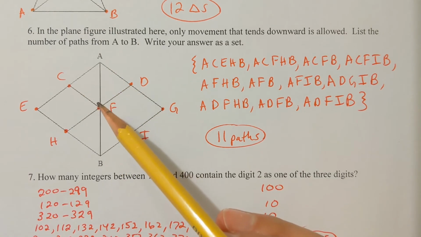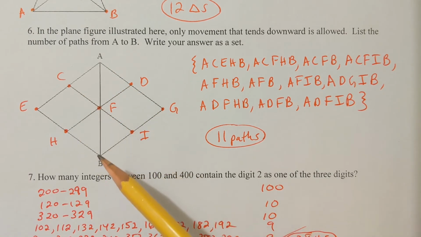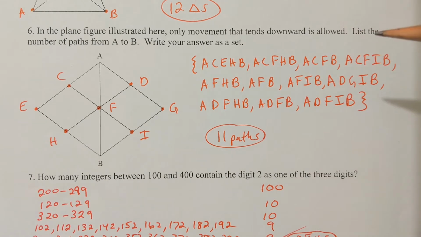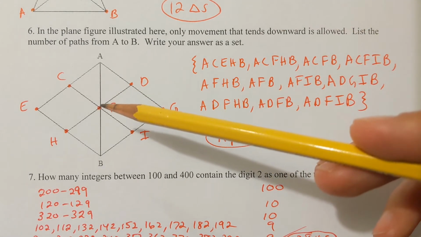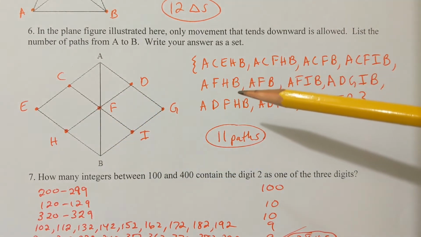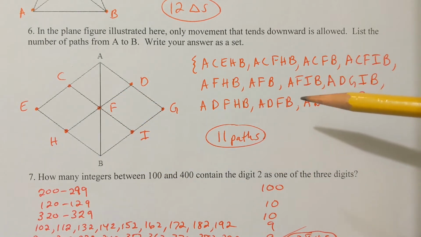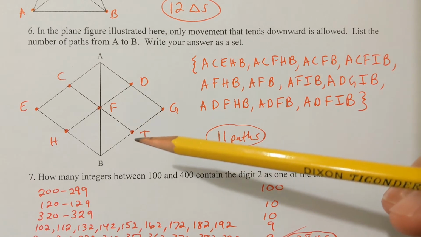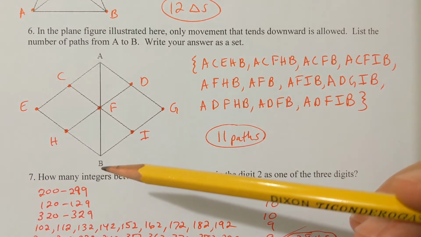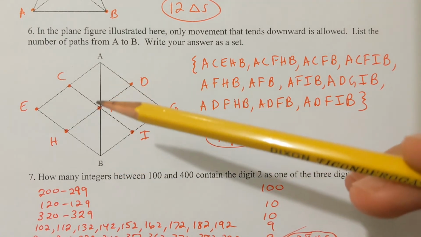What if I go A to F? Okay, from F I've got these three options, then down to B. So I can go A to F to H to B, A to F down to B, A to F to I to B. Okay, and I think that's going to be it for A to F.